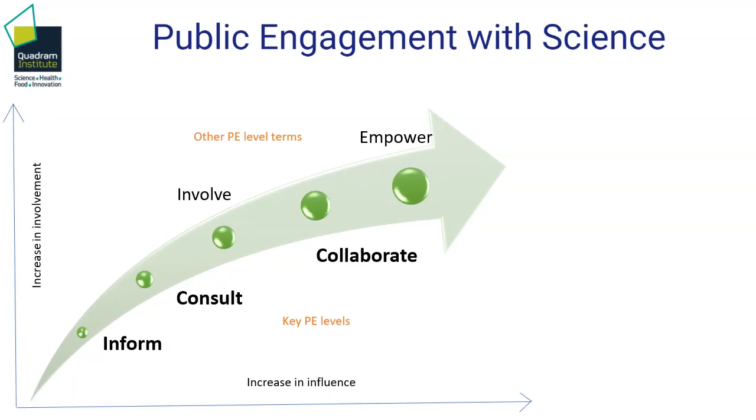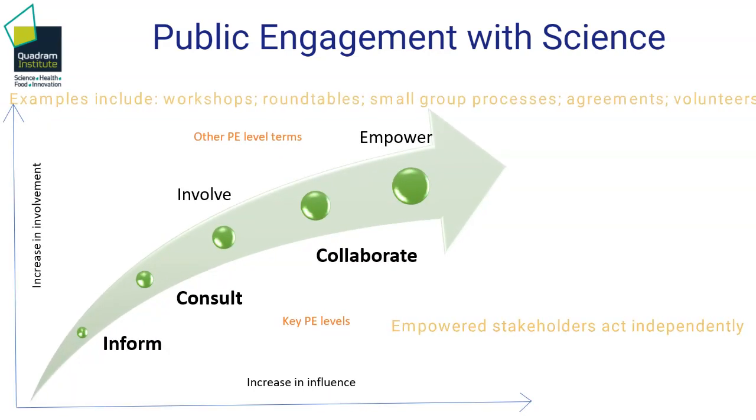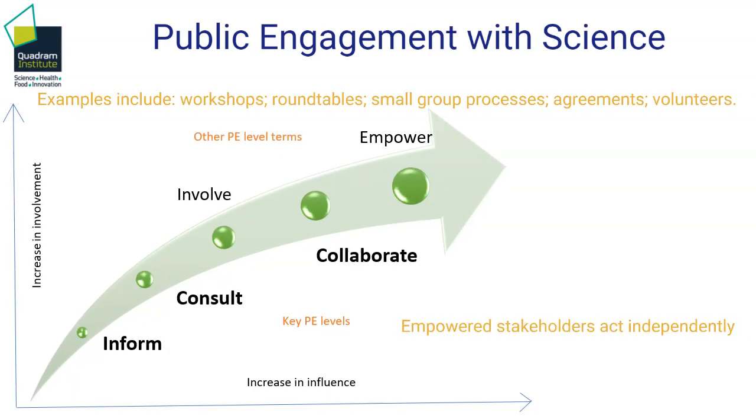Occasionally, people also use the terms involve and empower as public engagement methods or levels. To involve people could include workshops, roundtables, group processes, agreements, or volunteering. And to empower your stakeholders means they will then act independently of the research institute.